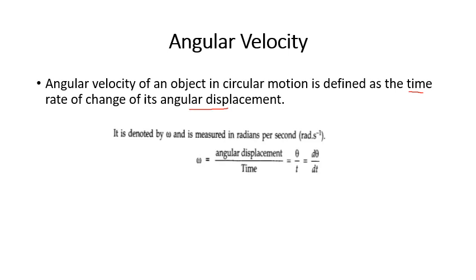It is denoted by omega, right? Omega equal to angular displacement divided by time. So what is angular displacement? Theta, isn't it? So theta divided by t is known as omega or angular velocity. Fine. So you can write this equation in terms of differentiation, that is d theta divided by dt, differentiation of theta with respect to time. In this manner also you can define the angular velocity.